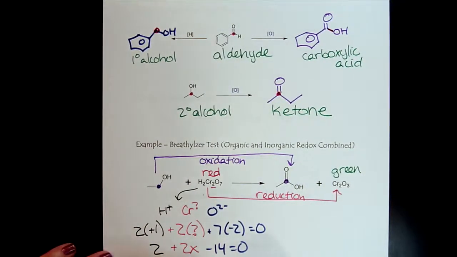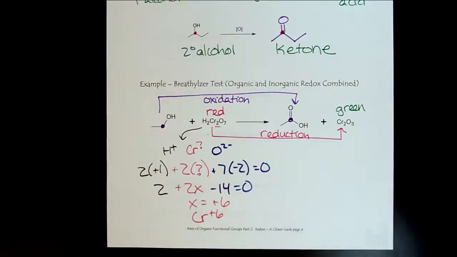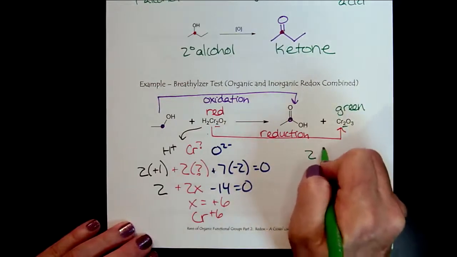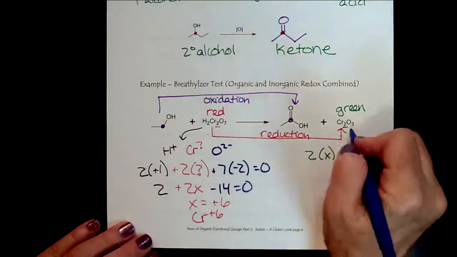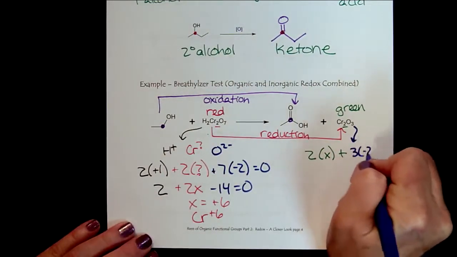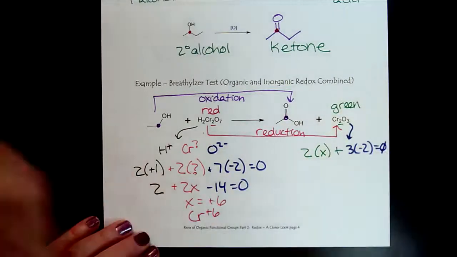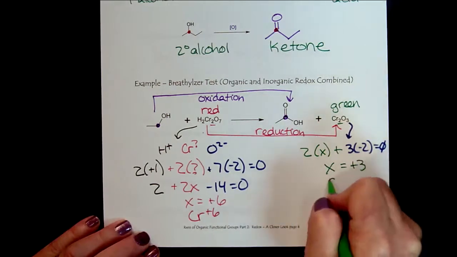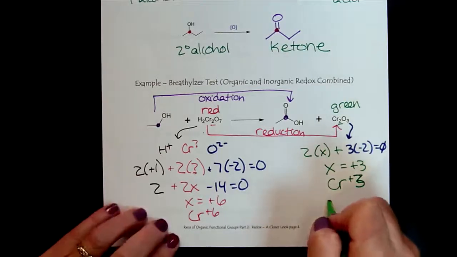So chromium is +6. Oops, sorry, I forgot to slide my page. But you guys are good at algebra, so that's good. Now let's look over here. There's 2 chromiums, and we don't know their charge. And then we're going to add that. And then there's the 3 oxides, each -2, and it's a neutral compound, adds to 0. So when we solve for x here, it's going to be +3. So chromium +3. Let me write that together, make it pretty.